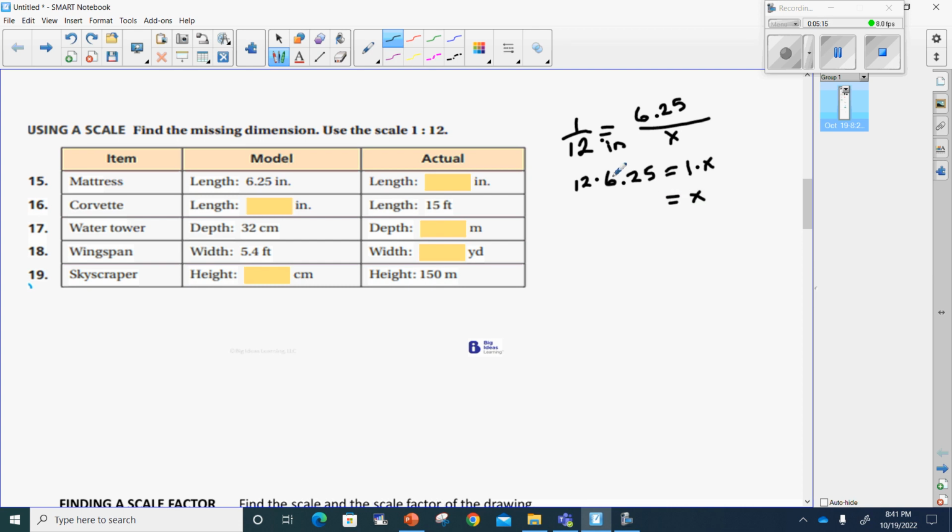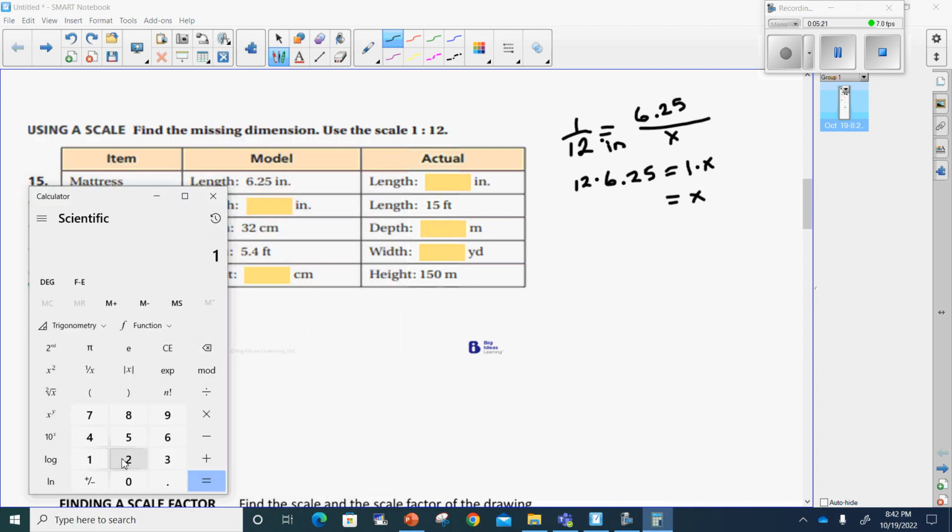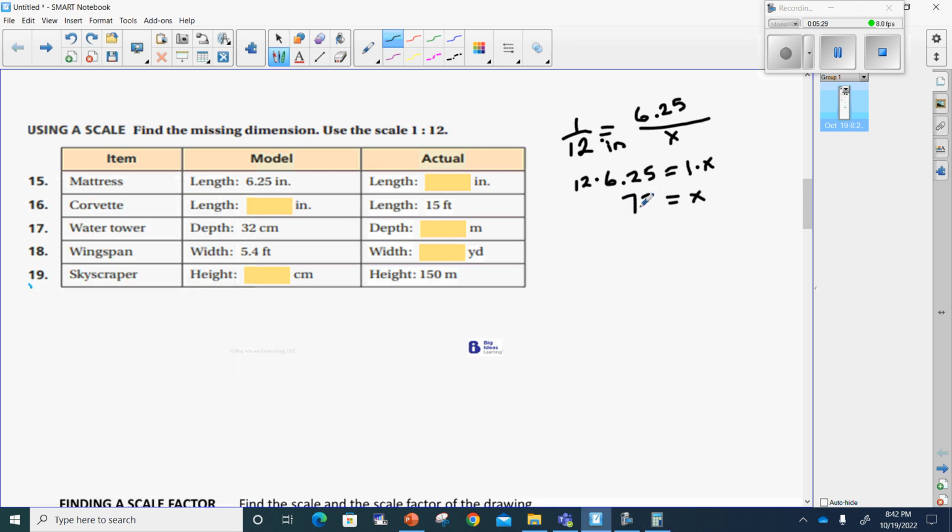Now I got to take 12 and multiply it to 6.25. 12 times 6.25 is going to give me 75. So that means this should be 75.